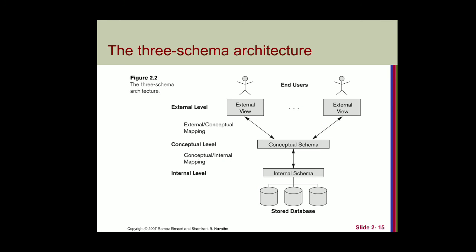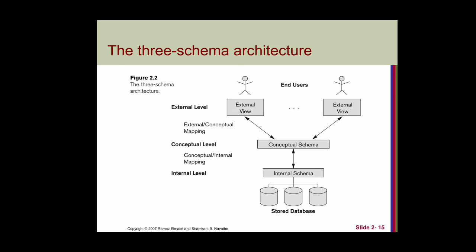This is the three schema architecture, right? Here what we have is three levels. We have the external level, conceptual level, and the internal level. In the external level, what we are going to have is multiple views. For each user we are going to have a different view. At the top we will be having end users for whom we are setting the views.